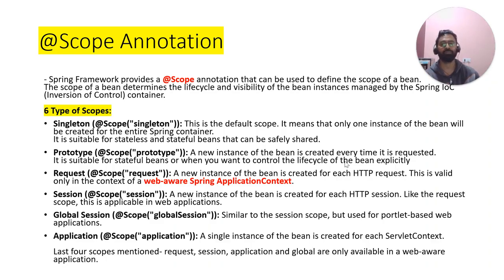The third scope is request scope. A new instance of a bean is created for each HTTP request. This will be handled by the HTTP request. So for every HTTP request, it will create a new instance of that particular bean, and this is suitable for stateful beans. This is only valid for web-aware Spring applications, right?